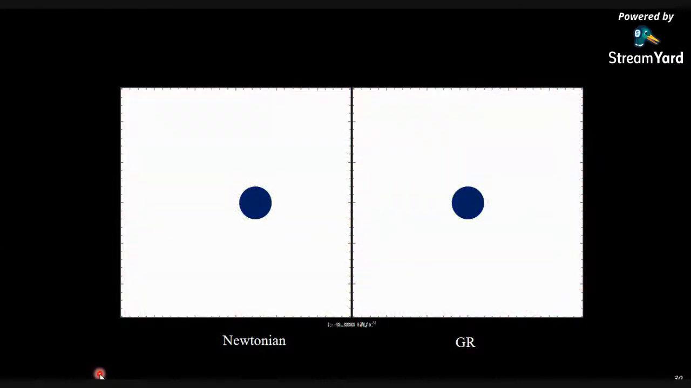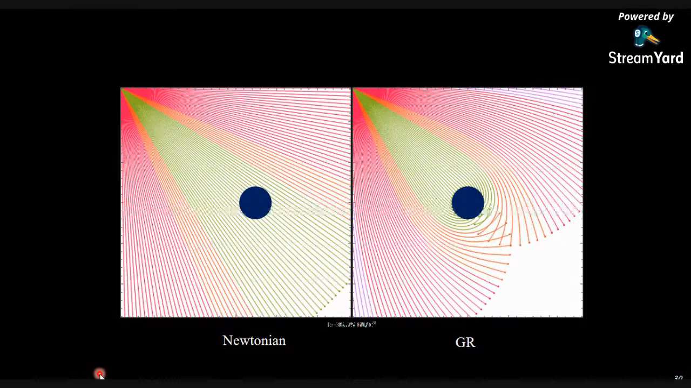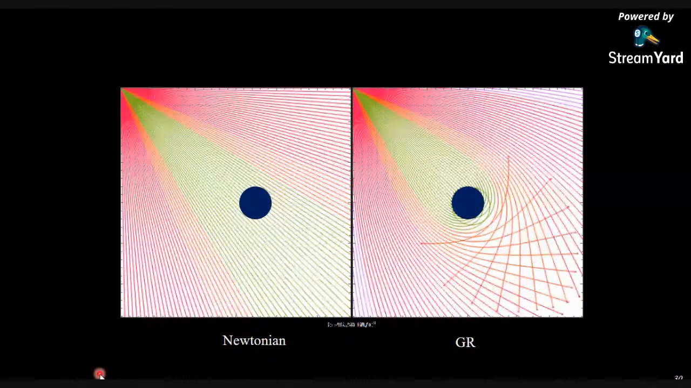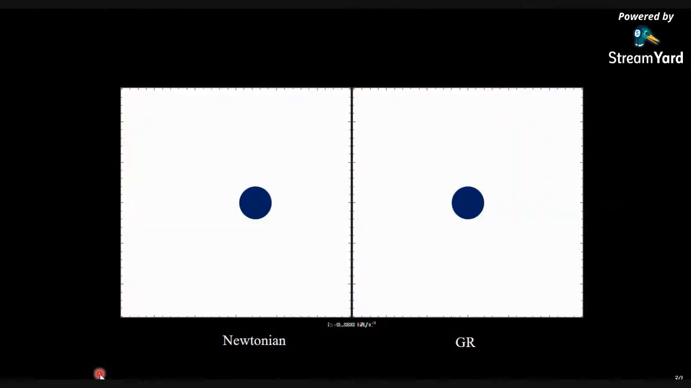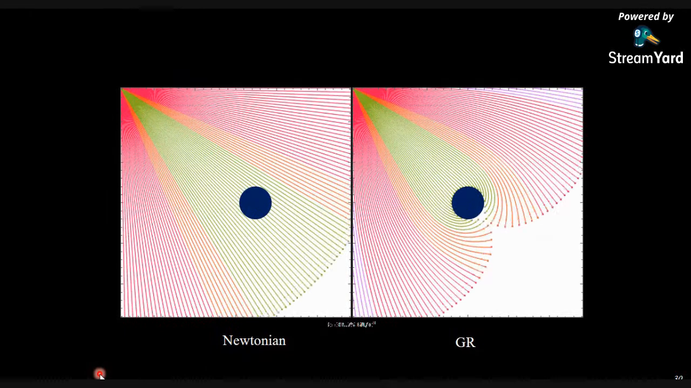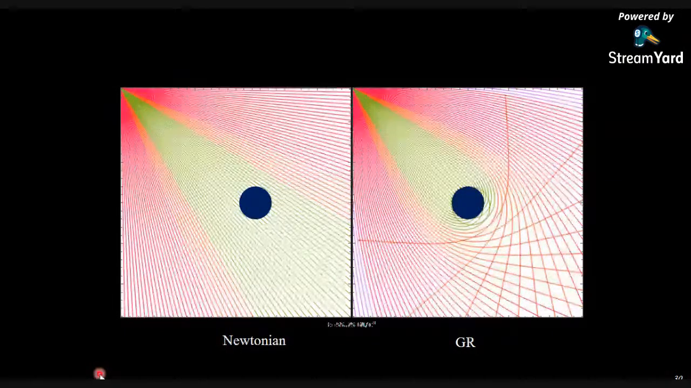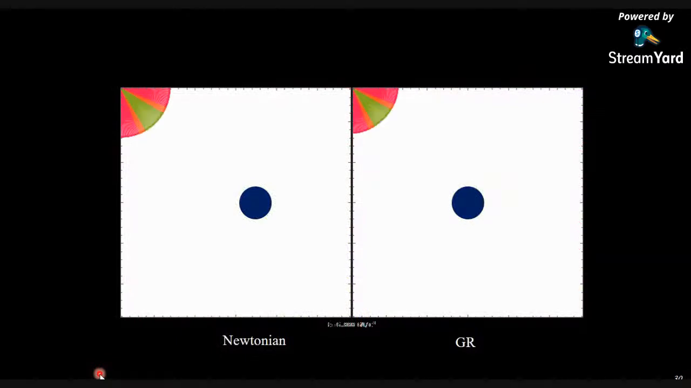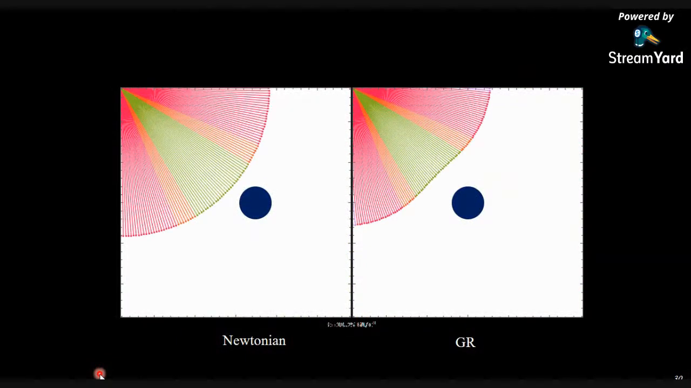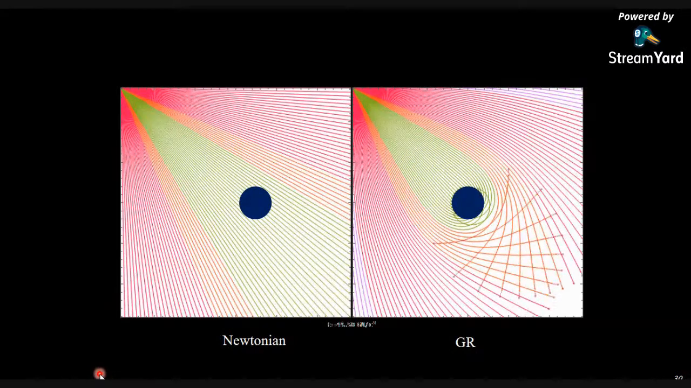The left side is unperturbed light rays in a flat spacetime, and the right side is deflection and delay in the vicinity of a non-rotating mass of radius RS equal to 2GM over c squared. That's the Schwarzschild length, the Schwarzschild radius.